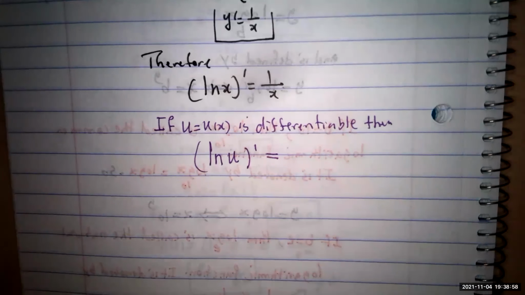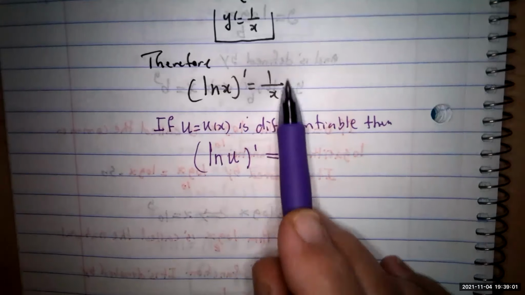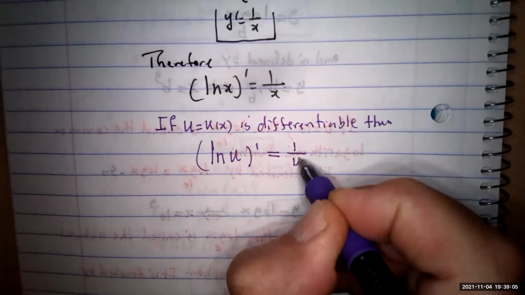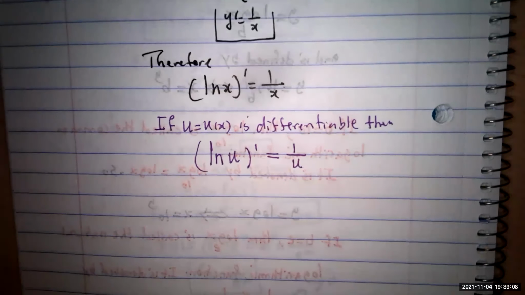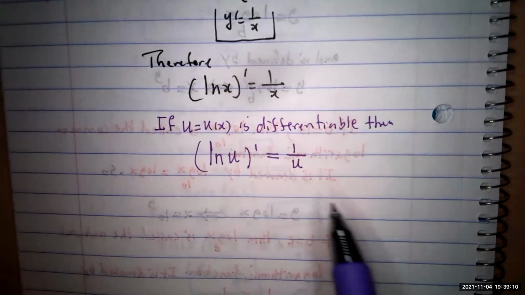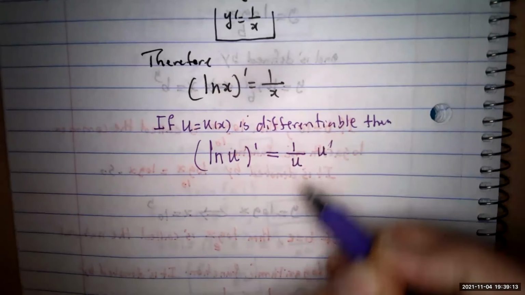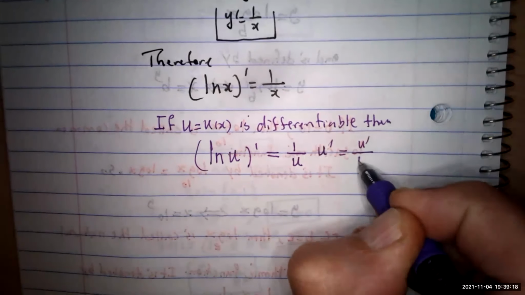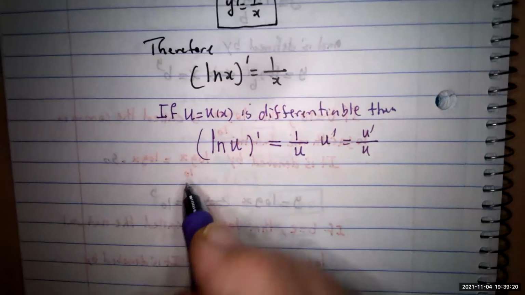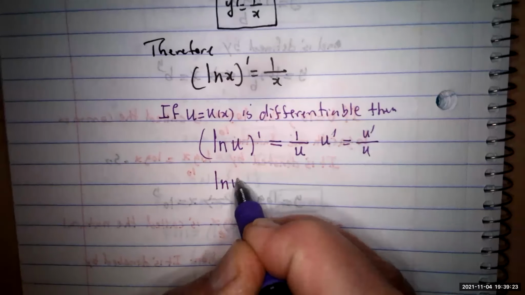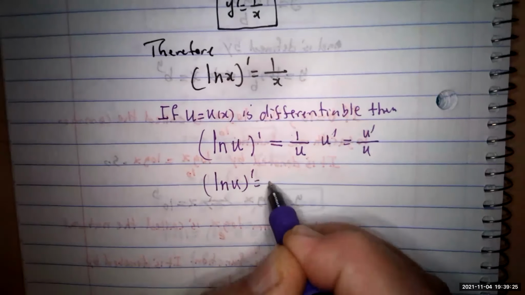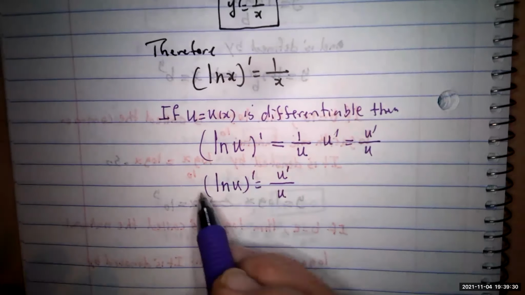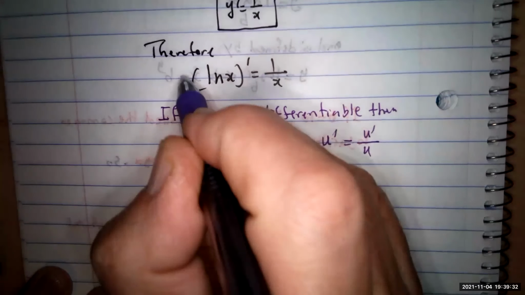the derivative of the outside, the derivative of ln. The derivative of ln is 1 over u. That's the derivative of the ln. But times what? Times the derivative of u, u prime, which gives u prime over u. So the derivative of ln u would be u prime over u. Very easy again. So two formulas, 1, 2.